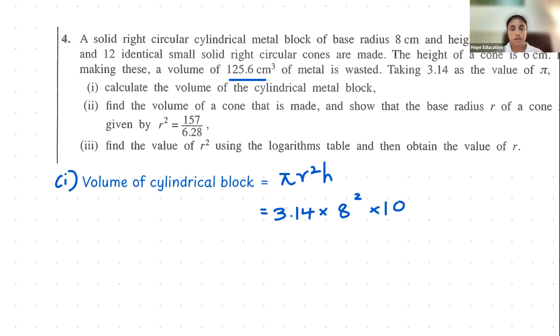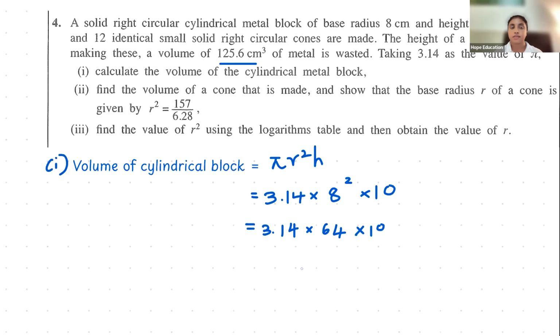So 3.14, 8 times 8 is 64, multiplied by 10. There's a bit of a calculation here. Did you all do this calculation? Can you tell me the value? It's multiplication, right? I don't have to spend time on it. 2009.6. What did others get?